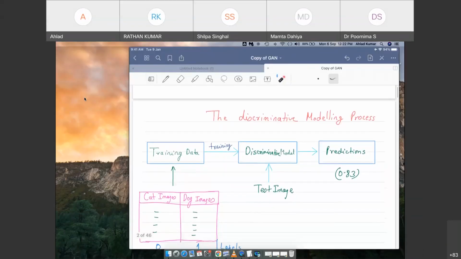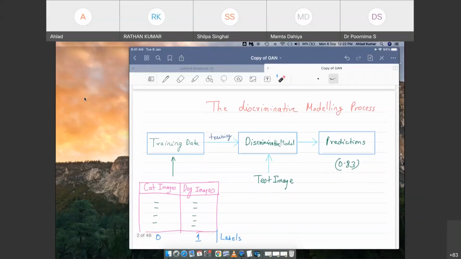Let me discuss one of the famous modeling processes that we normally encounter in machine learning techniques: discriminative modeling. I think most of you may know it, but let me discuss it here so that the picture becomes clear about what the difference is between discriminative and generative modeling processes in machine learning.